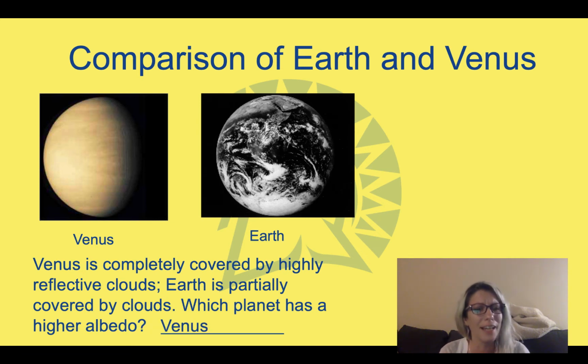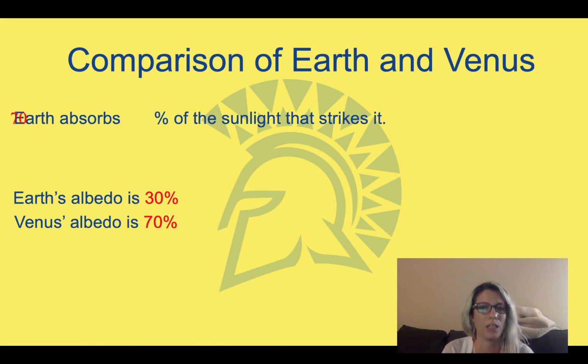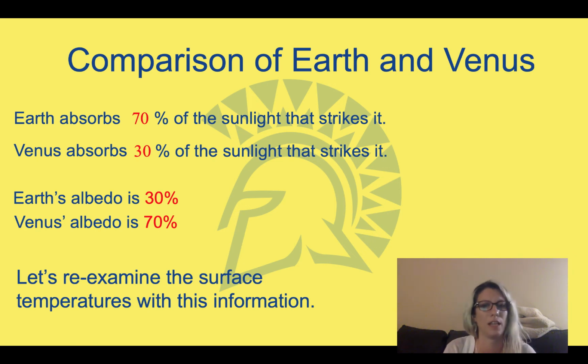Which planet has the higher albedo? That's going to be Venus because it has more reflectivity. Earth's albedo is going to be 30%. Only 30% is reflected, whereas Venus reflects 70%. Okay, so Earth absorbs 70% of the sunlight that strikes it, and Venus absorbs 30%. That's just another way of saying that. So let's re-examine the surface temperatures with this new information.